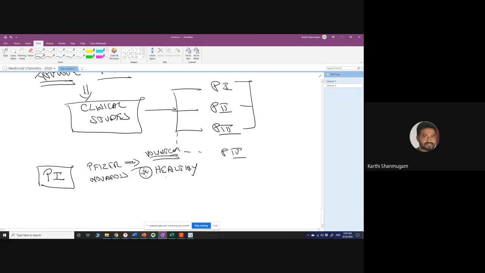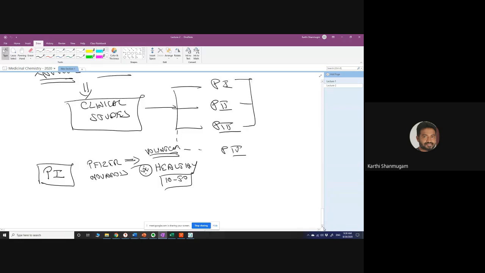So in phase 1 clinical studies, the population size will be very small, not more than 10 to 50. It's a maximum size we can say, right? So not more than that. Using 10 to 25 or 50 healthy people, they first evaluate the effect of the newly discovered molecule, which is having good efficacy on animal models. This is how they start, right?